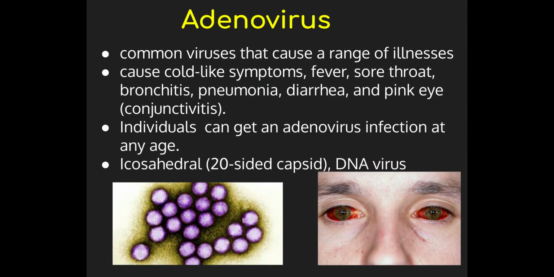Adenoviruses are what you think of as your common cold viruses. They can cause pink eye, bronchitis. They're pretty simple viruses. They're icosahedral. Icosa means 20. So they are a polyhedral capsid, which means they have 20 sides, and they're a DNA virus.